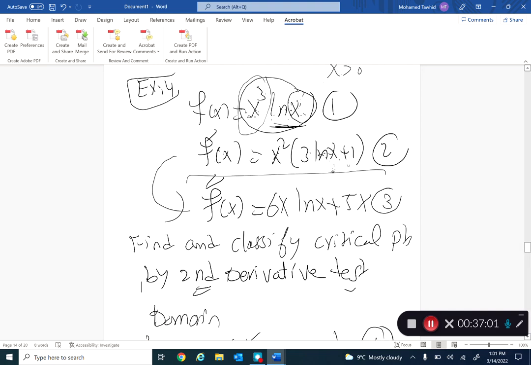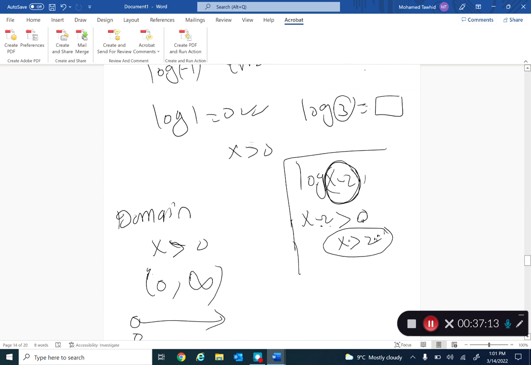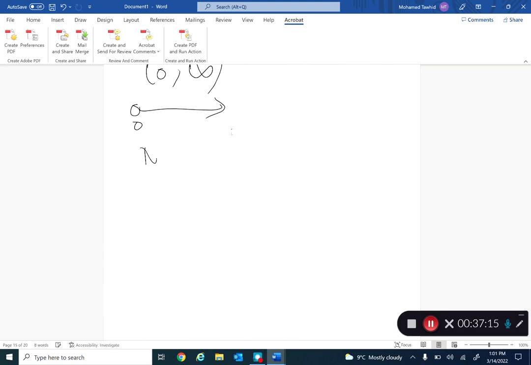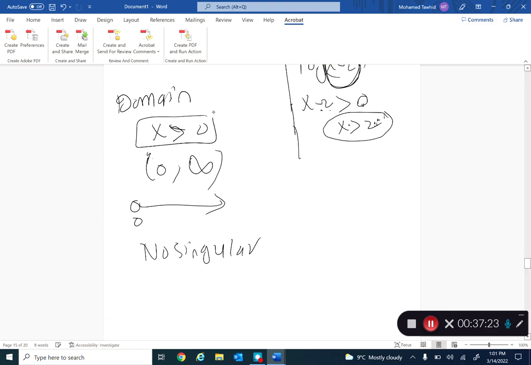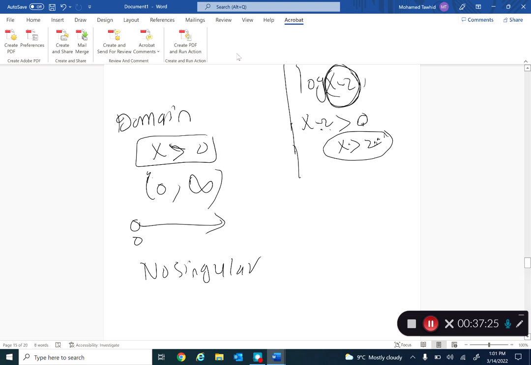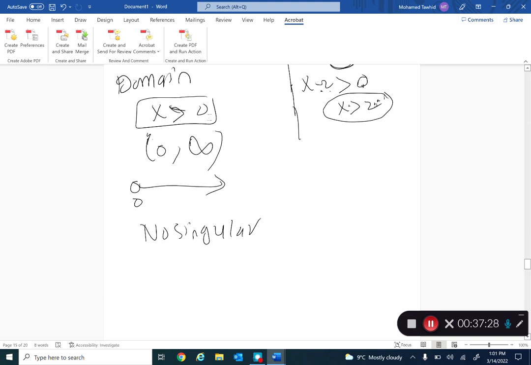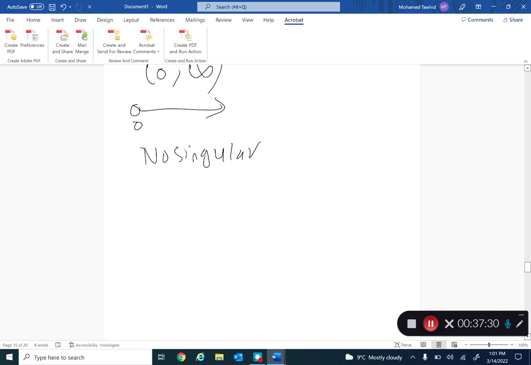So here, your domain is x greater than 0. If you take any positive number, 1 or 2 or 3 or 4 or 5, and put it in my derivative, you always get a value for the derivative. So I don't have a singular point here, because you have to consider any number from the domain, which is x greater than 0, and you always find that your derivative exists, okay? So because of that, no singular point.